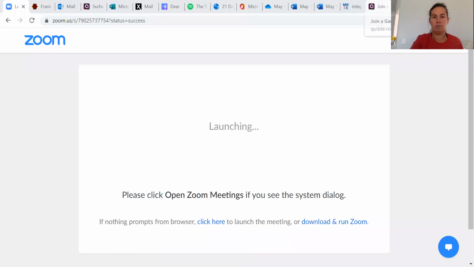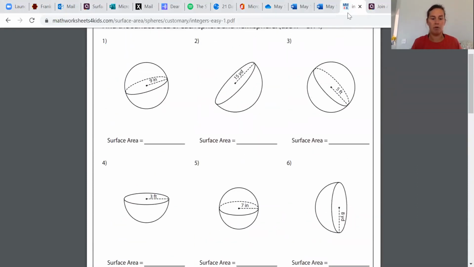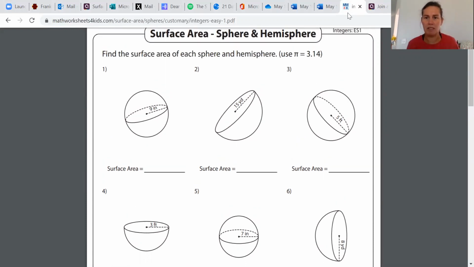Let me share with you this screen. So again, on number 1, they're giving us the radius on all of these, which makes it easier. If they give us the diameter, all we need to do is cut that in half to find what the radius is.